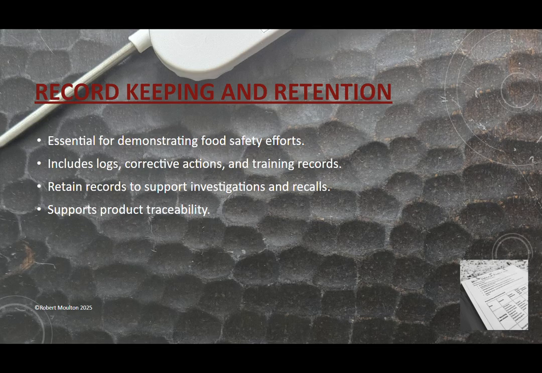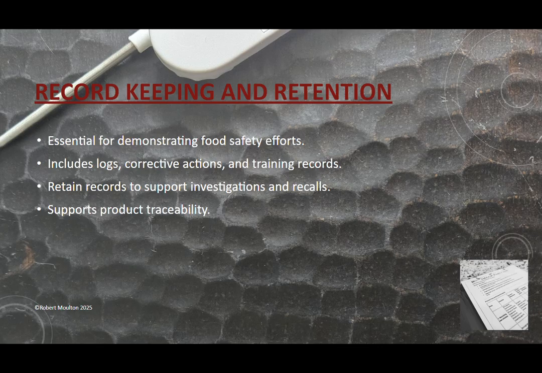So on top of keeping the records, you have to maintain the records somewhere. Record keeping is an essential component of the system because it provides the documented history of your food safety practices and helps to demonstrate that measures are consistently being applied. The records include monitoring logs, corrective actions, verification activities, employee training logs, all those things which should be maintained for a set period, usually about 5 years or so. Certain other ones have specific criteria, but generally most records need to be kept for around 5 years.